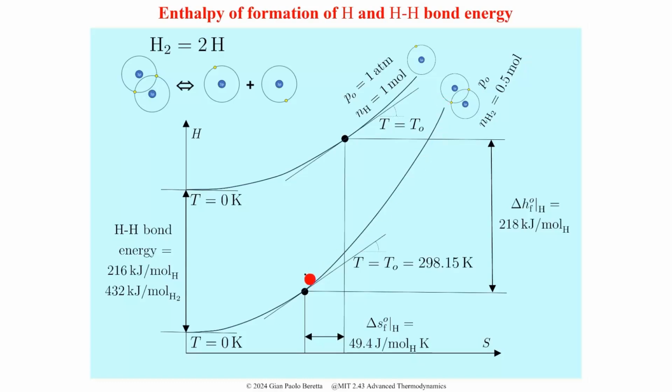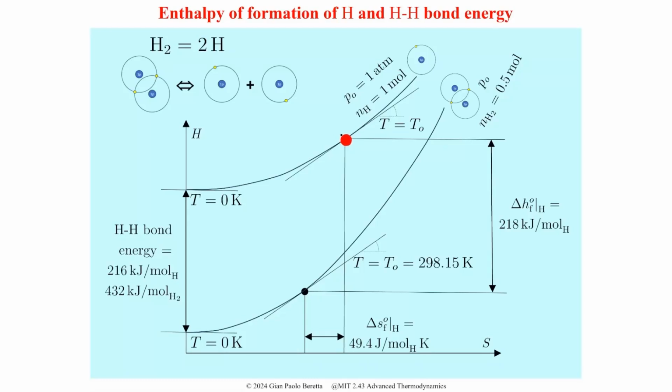This other curve represents half a mole of molecular hydrogen, H2, also at standard pressure. Then I take a slope equal to 298.15 Kelvin and search for the point on this curve where I have that temperature.